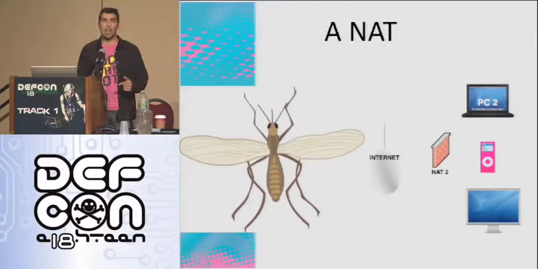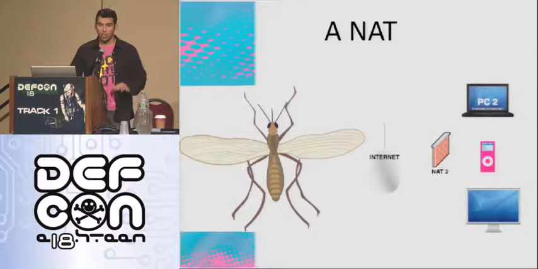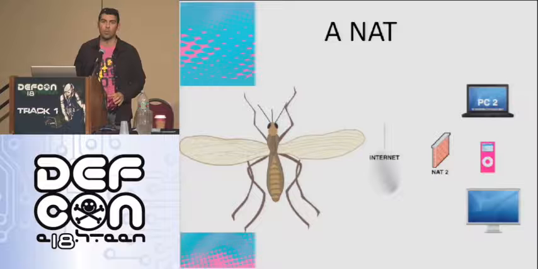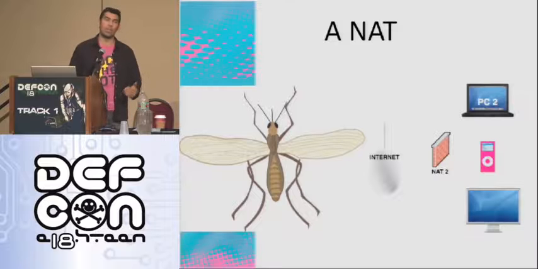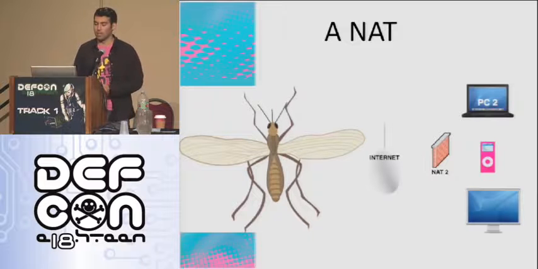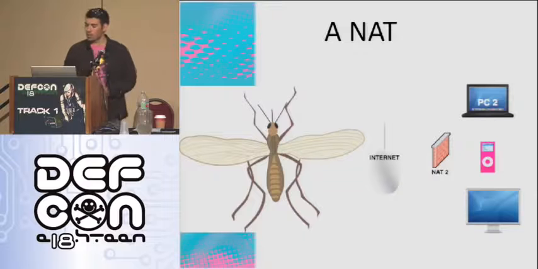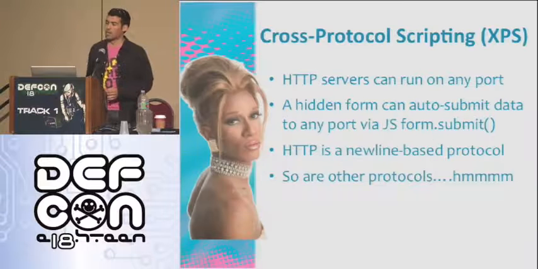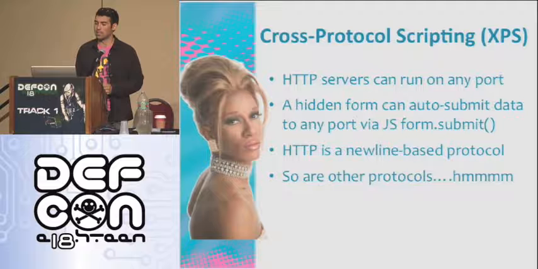So when you go behind a NAT and you're running, say, Apache on port 80, no one can connect to you except internally on your network, unless you go to the NAT and enable port forwarding or DMZ or something else. Well, let's talk about something that some of you may have heard recently called cross-protocol scripting, XPS.